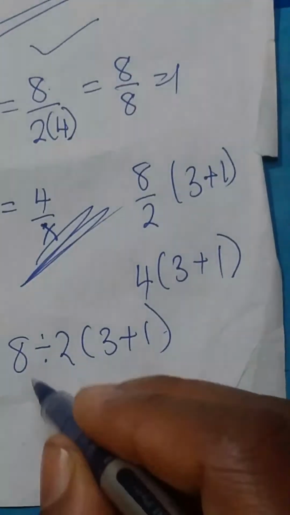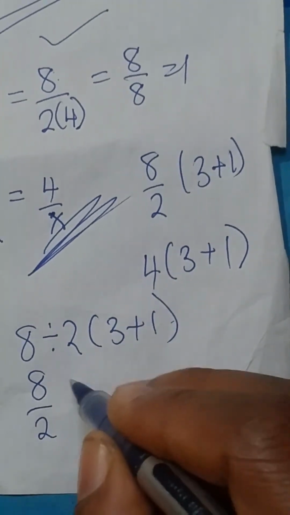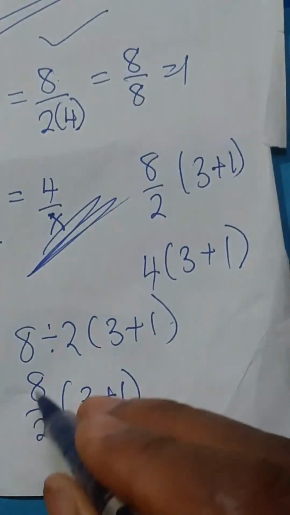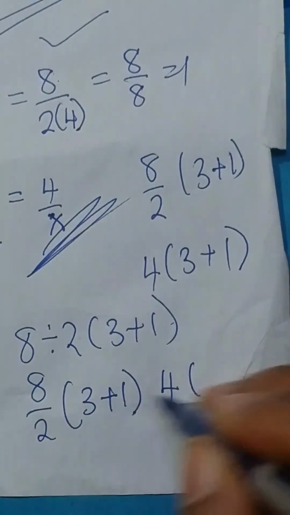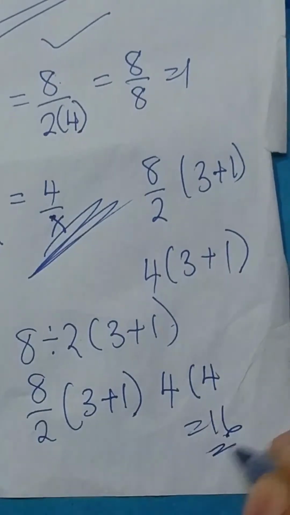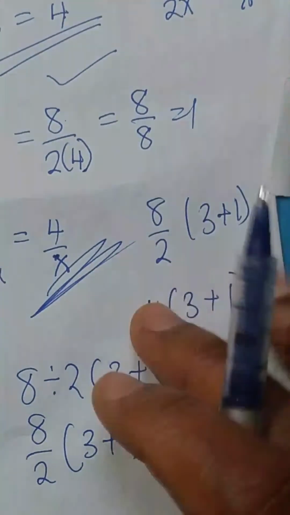Okay, so if we decide to rewrite it, we have 8 over 2 bracket 3 plus 1, because this is multiplication. Okay, 8 divided by 2 will give us 4. 4 bracket 3 plus 1 will give us 4, and that is still 16. This is how you do it. If you are doing this, you can't divide further from x over 4 over x. So please, it's algebra. Don't do that.